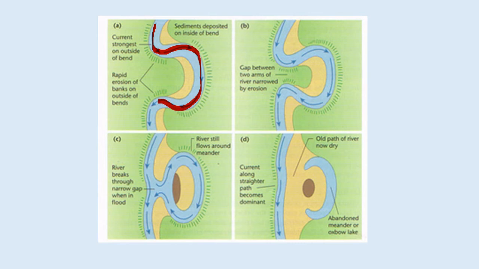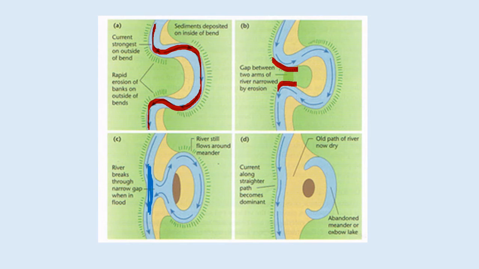Notice it's constantly on the outside of the bend, and that's where the erosion is. And what that means is that you are going to get erosion here and erosion here. Now, this bit in between here, we call the neck, and that neck is getting narrower and narrower. Eventually, the erosion has been making the neck smaller and smaller, and the water has now managed to cut through the neck.